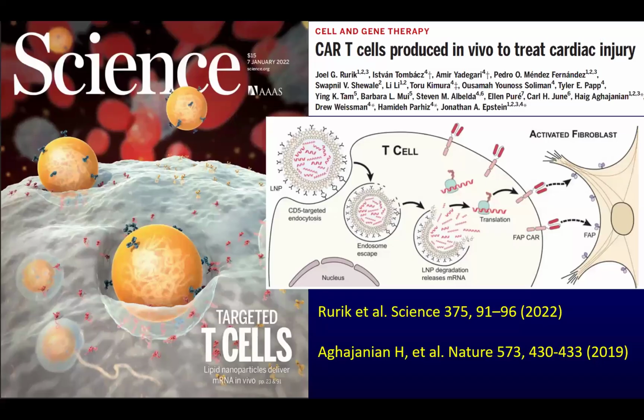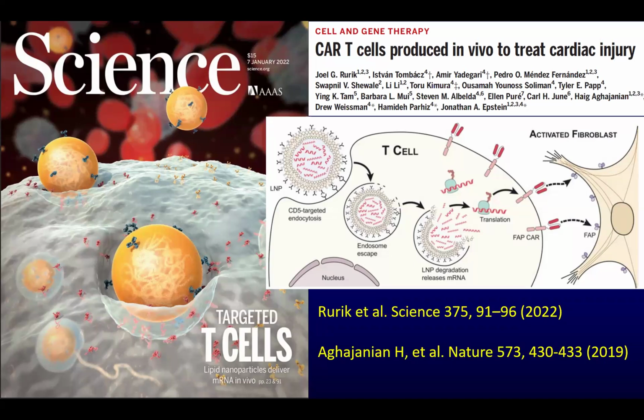So what does that mean? Well, if we combine the technology of CAR T cells with the technology of the COVID vaccines, that's what I'm showing you here. Now, the lipid nanoparticle is encapsulating messenger RNA, but instead of COVID SARS spike protein, the mRNA is encoding a fibroblast activation protein targeted CAR. This paper in an induced model of cardiac fibrosis shows the potential of this approach.